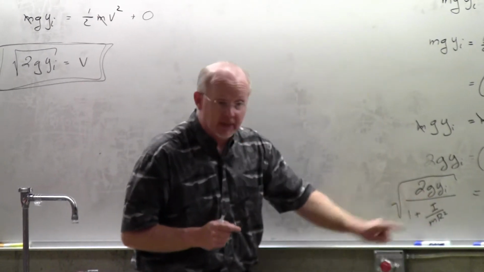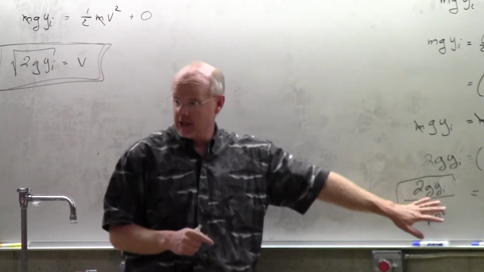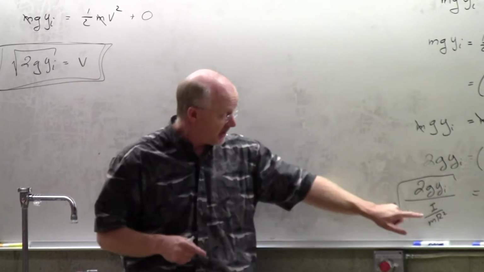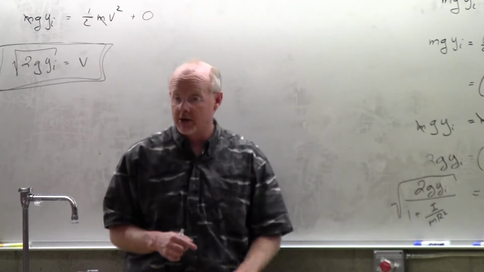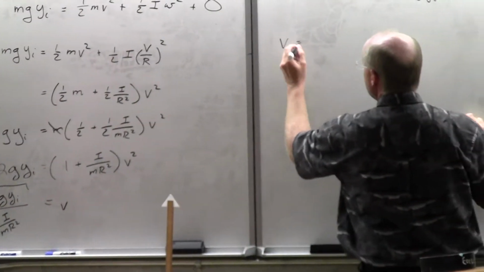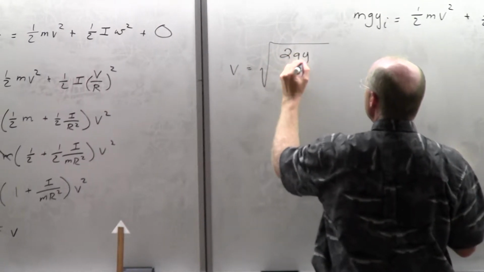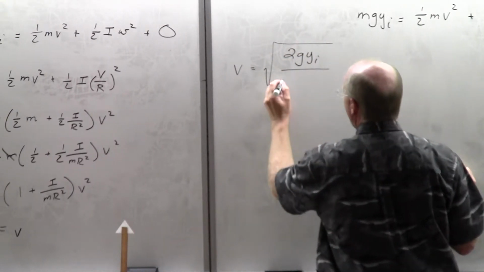You see, it's this little bit that is the difference over here. This just has a 1 downstairs. This has a 1 plus a little bit, or maybe even a lot. All depends on I and m and r squared. Or at least it appears to be that way. Watch, let me keep going. And so I've got v equals the square root of 2gy over 1 plus.